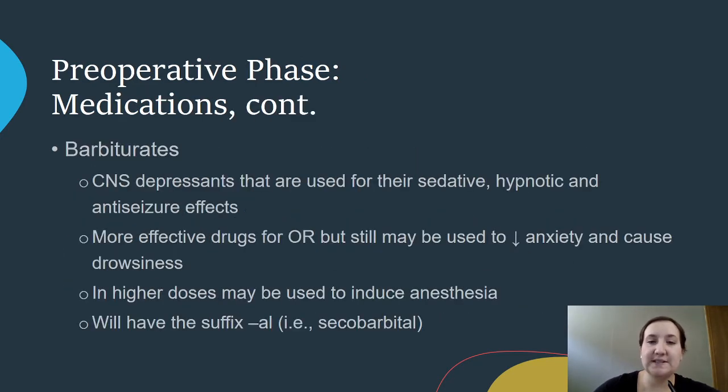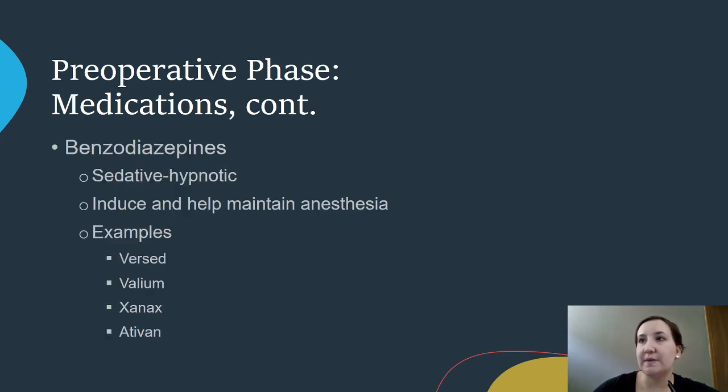Barbiturates are CNS depressants that are used for sedative, hypnotic, and anti-seizure effects. There are more effective drugs for the OR, but these might still be used to decrease anxiety and cause drowsiness. They can be used in high doses to induce anesthesia, and these will have the suffix "al," like secobarbital or pentothal. Benzos, this is another class of drugs, as I already mentioned. These include Versed, Valium, Xanax, and Ativan. Again, the whole point is that these are going to be used in different combinations to produce the desired effect, and it also depends upon the patient's state.